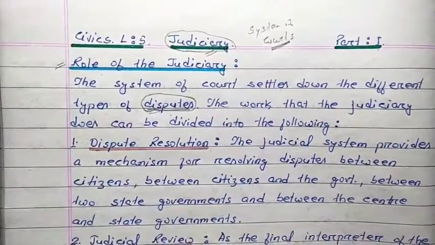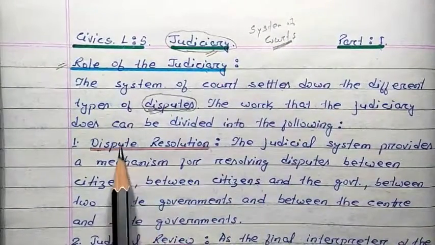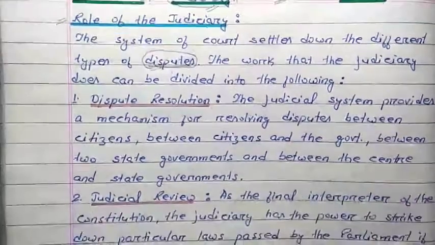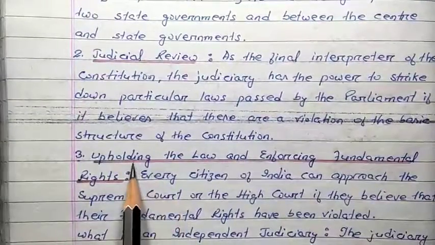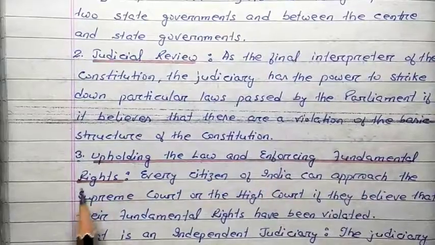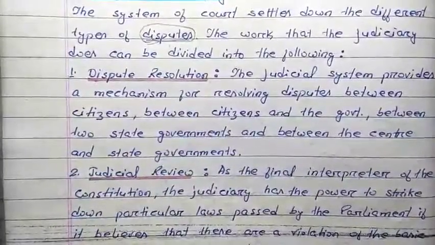The work that the judiciary does can be divided into the following. Here we are going to discuss the role of the judiciary. Three points are there. The first point is dispute resolution. The second point is judicial review, and the third point is upholding the law and enforcing fundamental rights. One by one we shall try to understand.